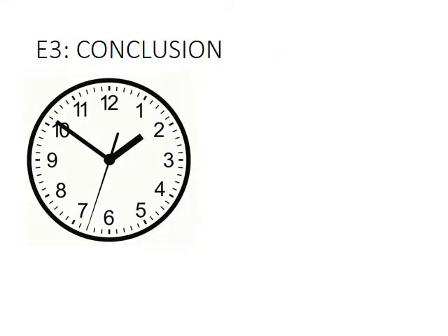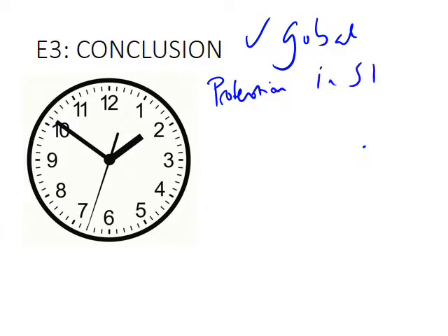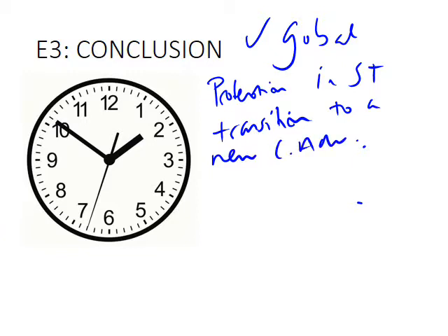Okay. In terms of the conclusion, two ways to do this. If you are going to argue that globalisation is good, so you're going to make the judgment that globalisation is good, you could say that protectionism in the short term may be justified to allow a transition to a new comparative advantage, and then this would be removed when they've gained economies of scale.